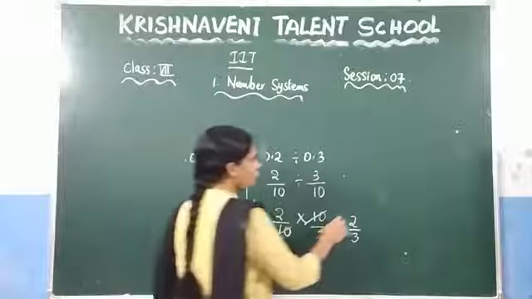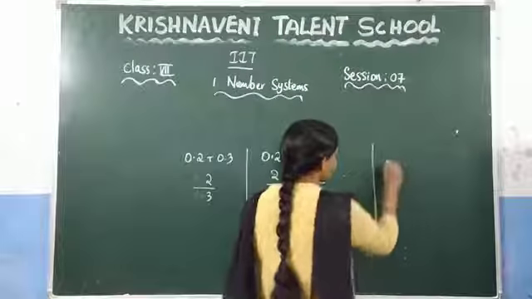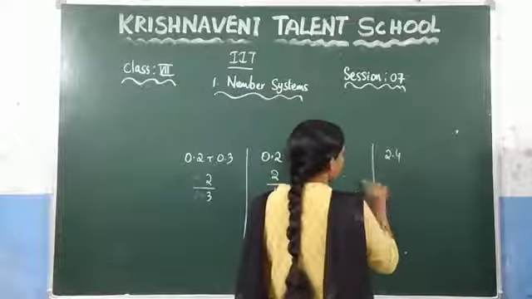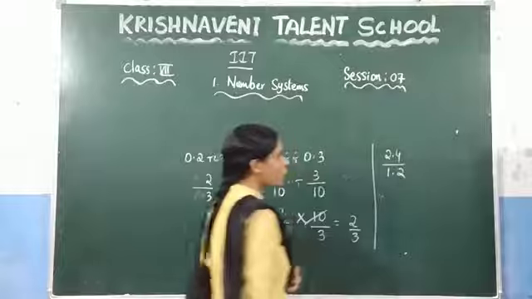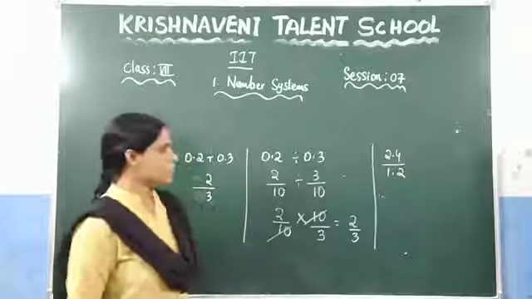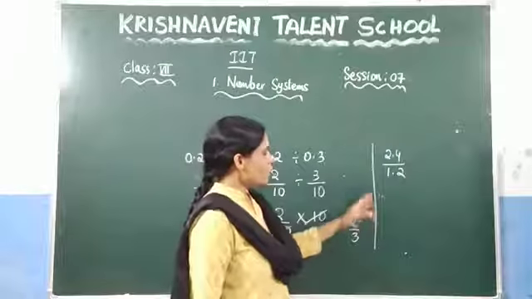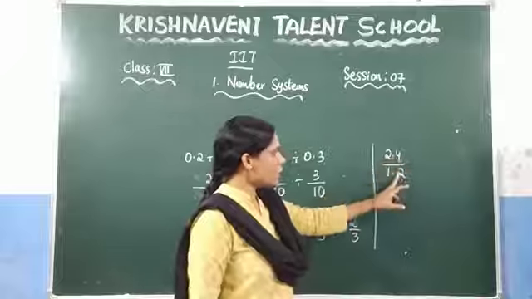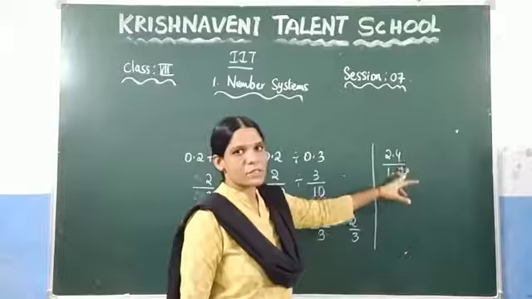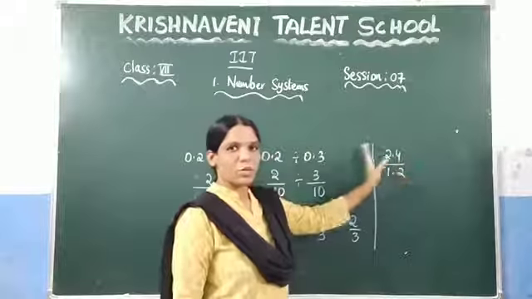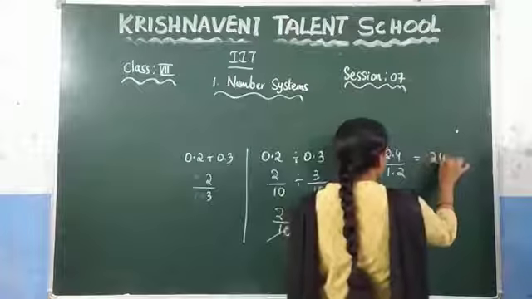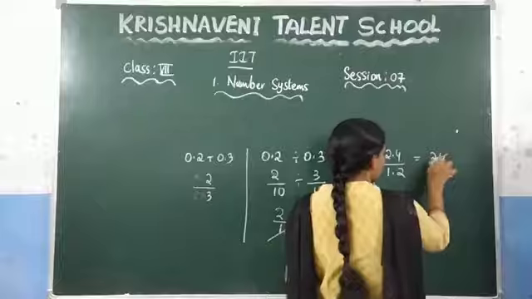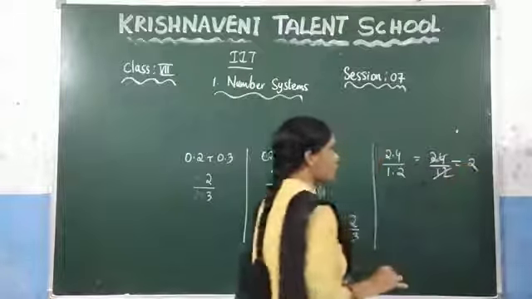Suppose you are given some number, 2.4 divided by 1.2. If you want to divide these two decimal numbers, first check after the decimal point how many numbers are there. Here one number is there, here also one number is there. So you can remove the decimal point and write this as 24 by 12, which is nothing but the answer 2.